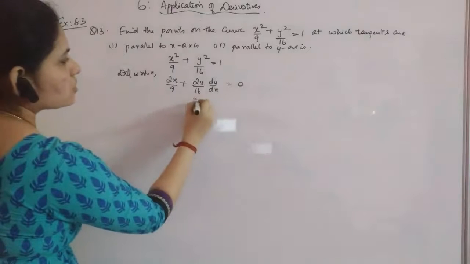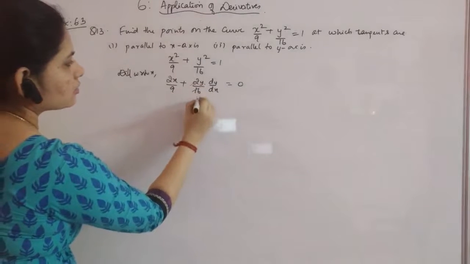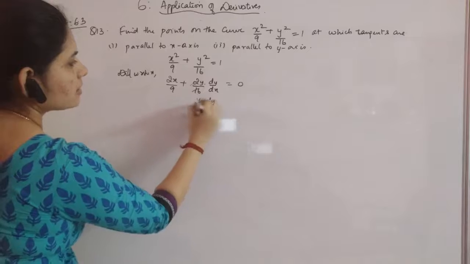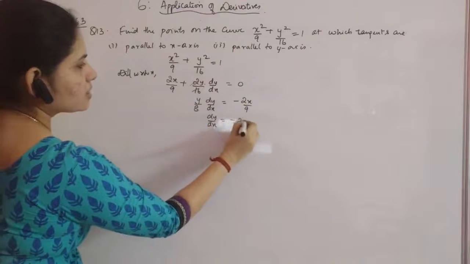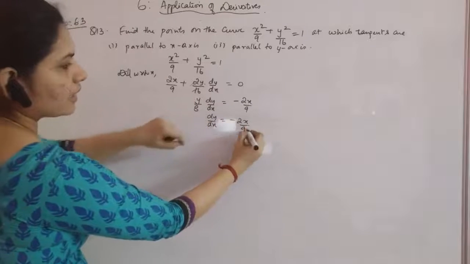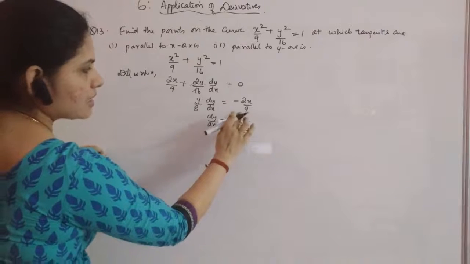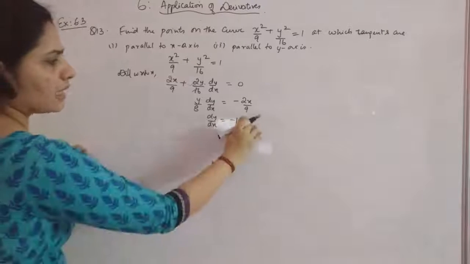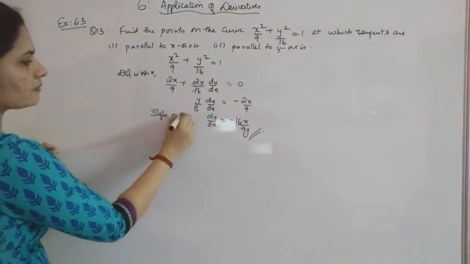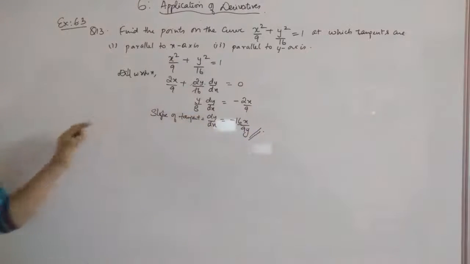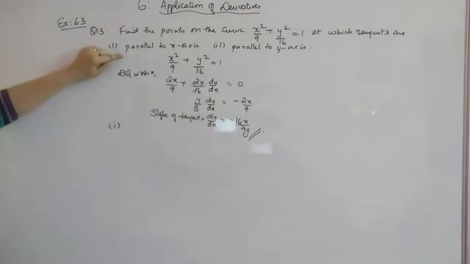Okay, now this is 8. So y by 8 into dy by dx is equal to minus 2x by 9, or dy by dx is equal to minus 2x by 9 into, you will have y in the denominator and in the numerator you will have 8, which will give you minus 16x by 9y. This is your dy by dx, or you can say slope of the tangent. Right? Now first subdivision is parallel to, you have to find the points on the curve x comma y when the tangent is parallel to the x axis.